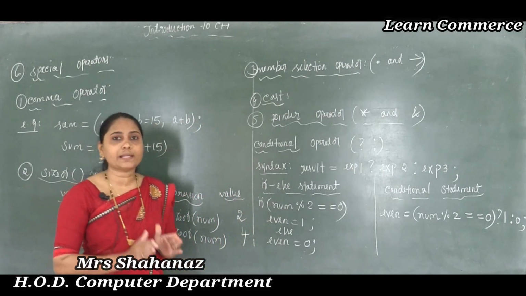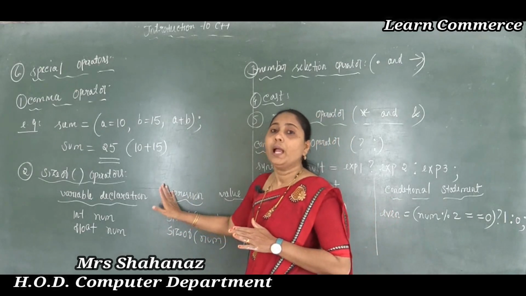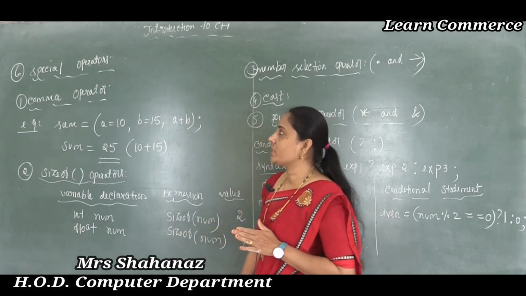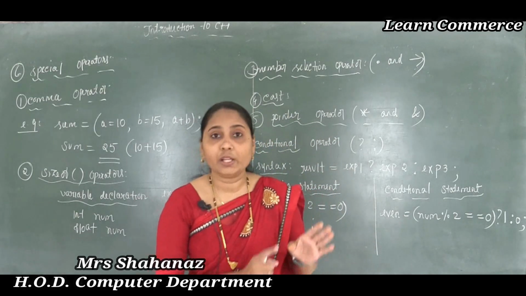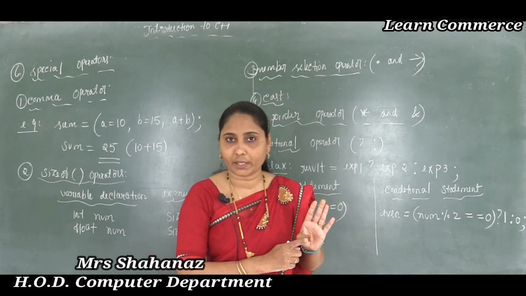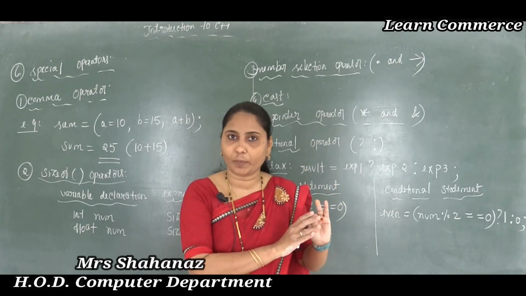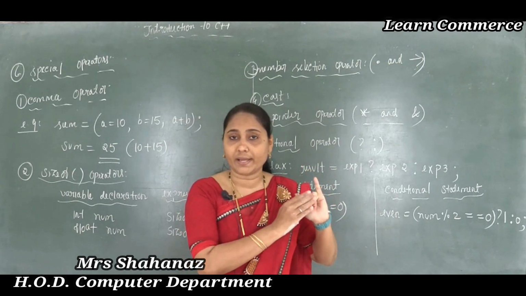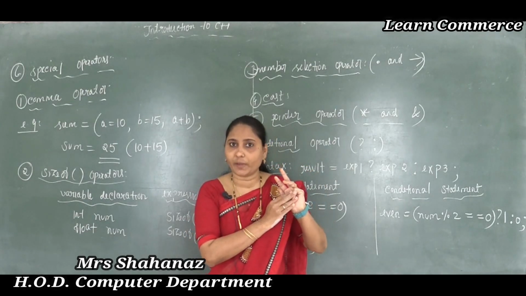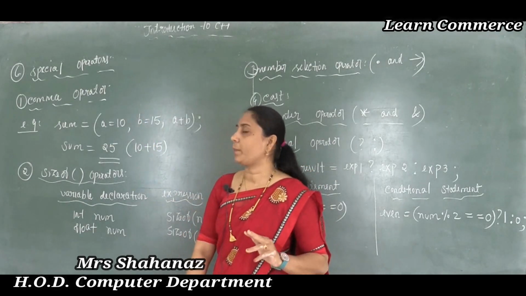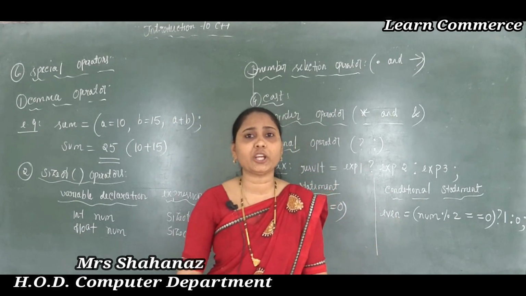Now, in today's class we are going to complete the sixth type of the binary operators. So the sixth type is called the special operators. The first type is the arithmetic operators, the second is the relational operators, the third is the logical operators, the fourth is the bitwise operators, and the fifth is the assignment operators. Now this is the last type of our binary operators, called the special operators.